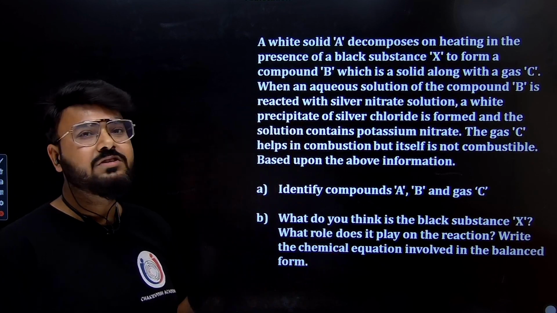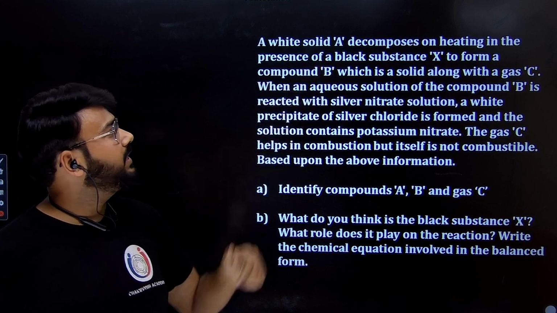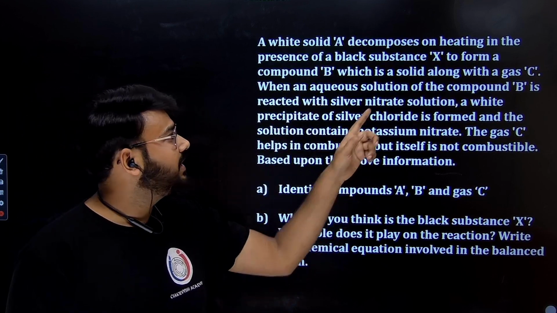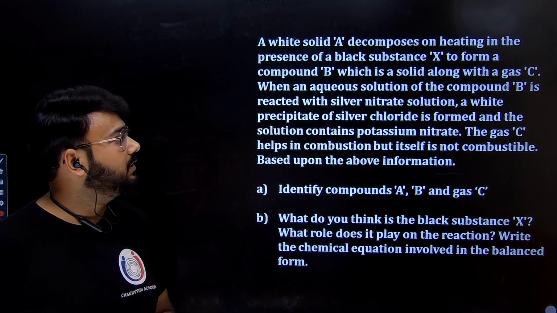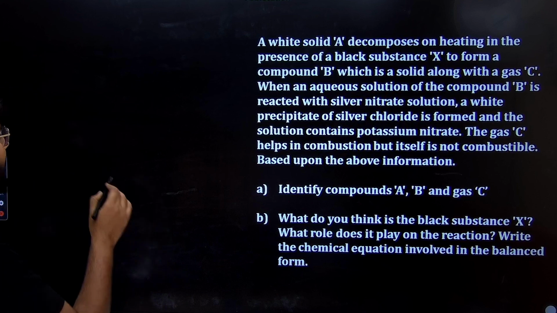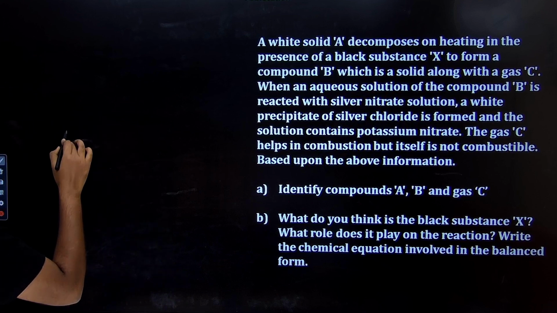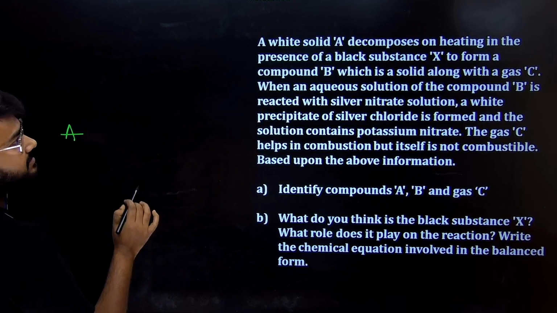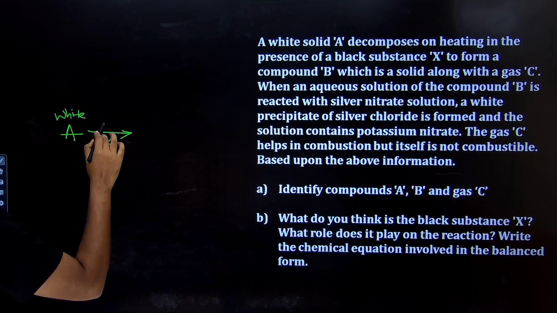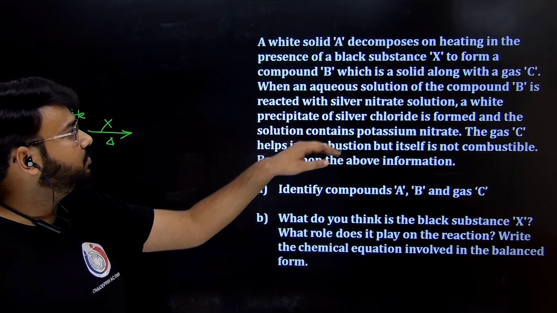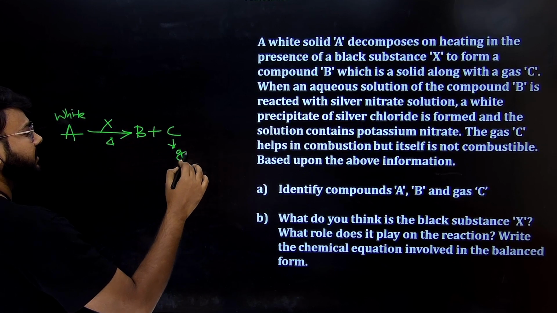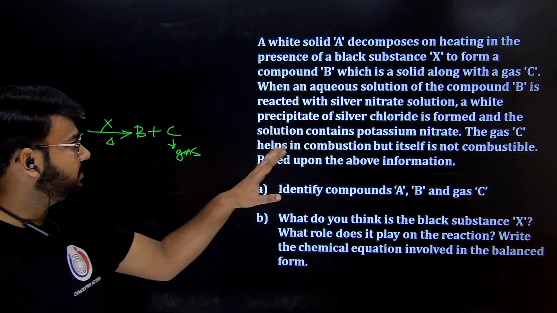Okay, so in this question it says a white solid A decomposes on heating in the presence of a black substance X to form a compound B, which is a solid, along with a gas. Now understand how it is saying you have a substance A and that is white. Now, when you heat it in the presence of something called X, it changes into B along with the formation of a gas C. So you have to write down the information like this.